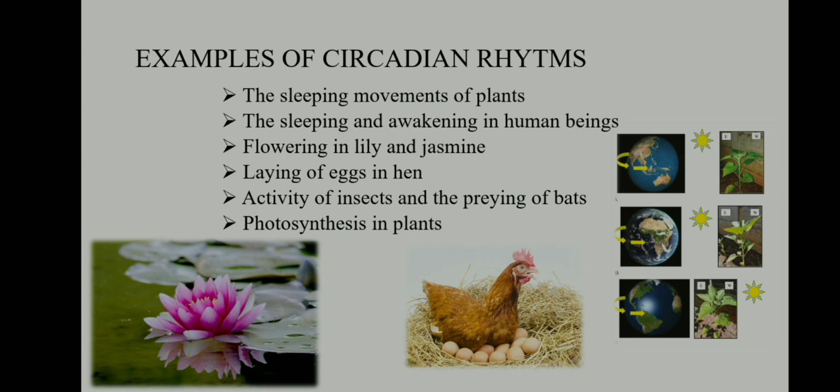Examples of circadian rhythms: the sleeping movement of plants, the sleeping and awakening in human beings, flowering in lily and jasmine, laying of eggs in hen, activity of insects and the preying of bats, photosynthesis in plants.